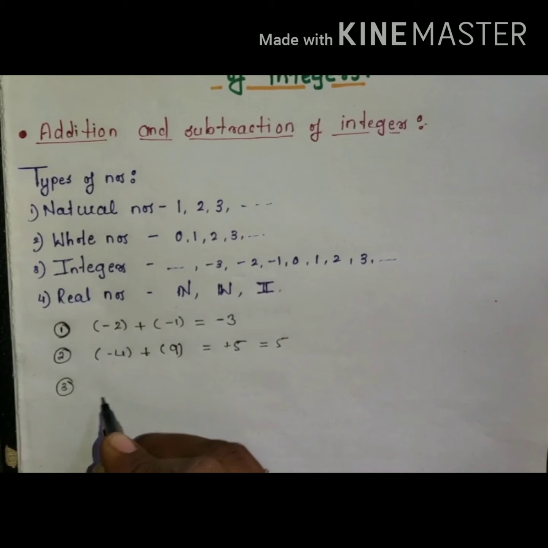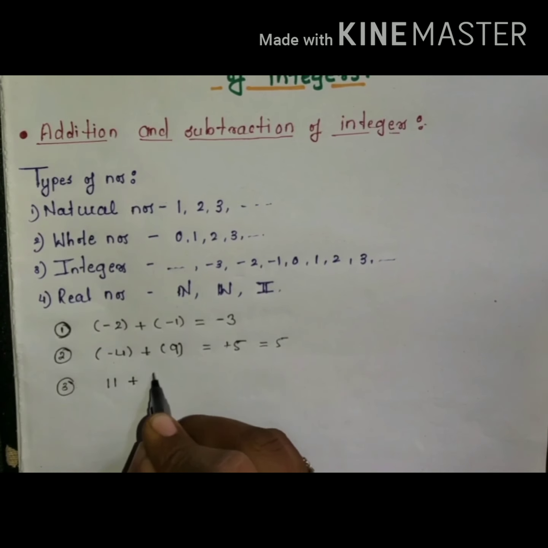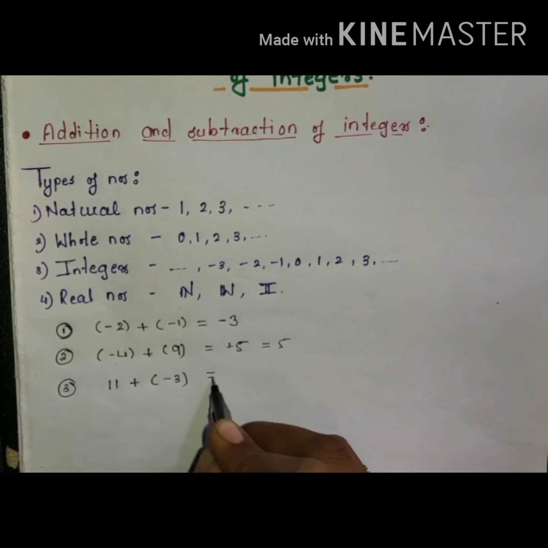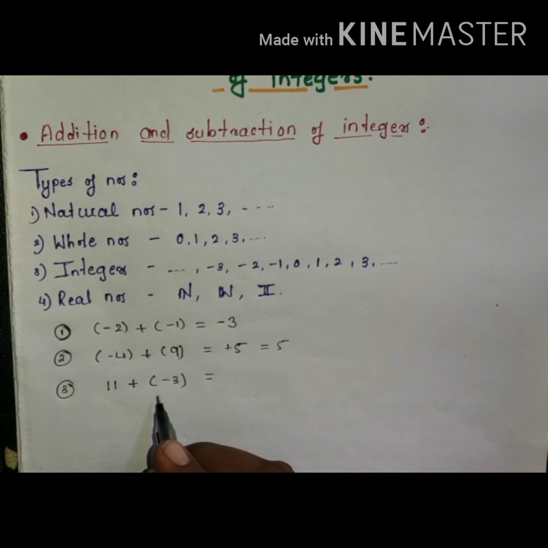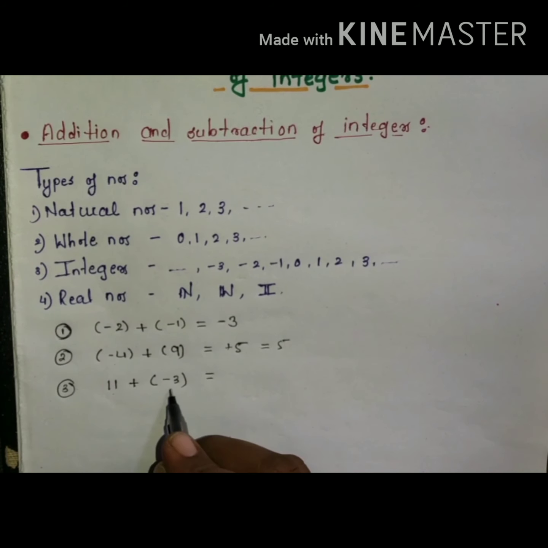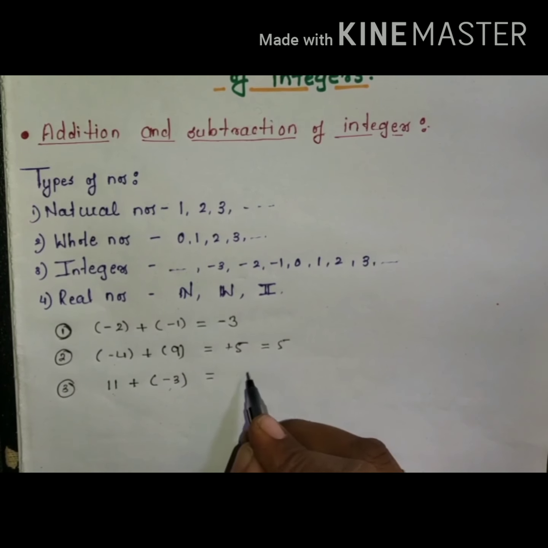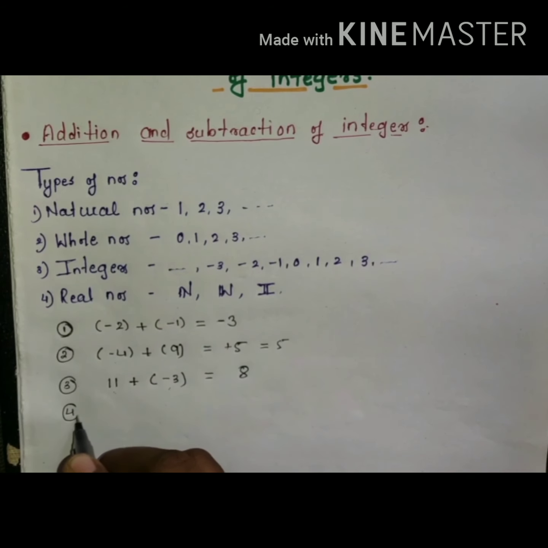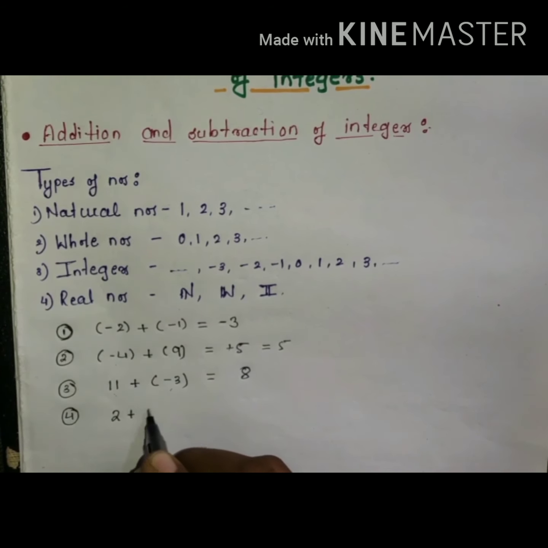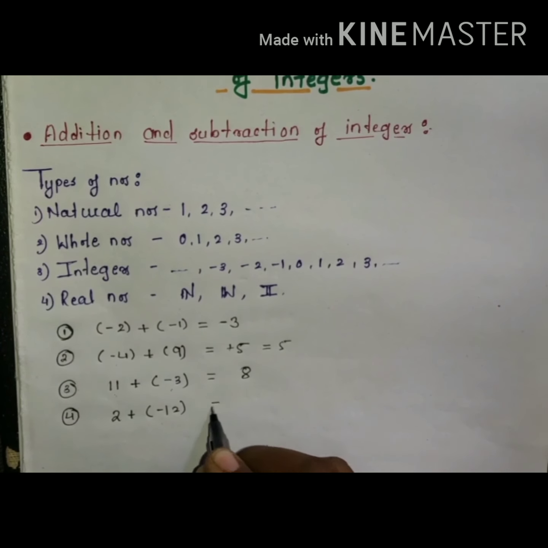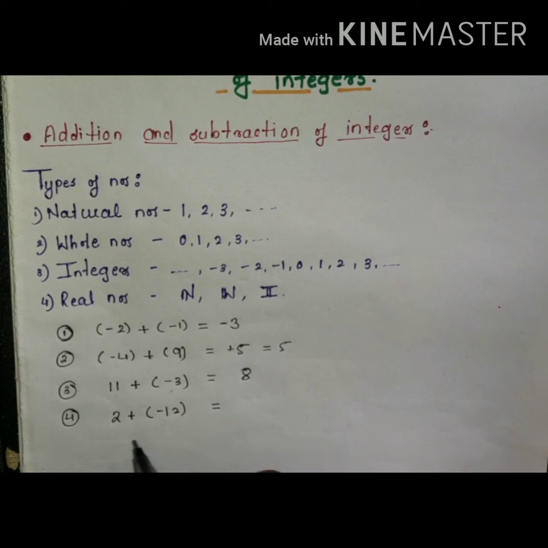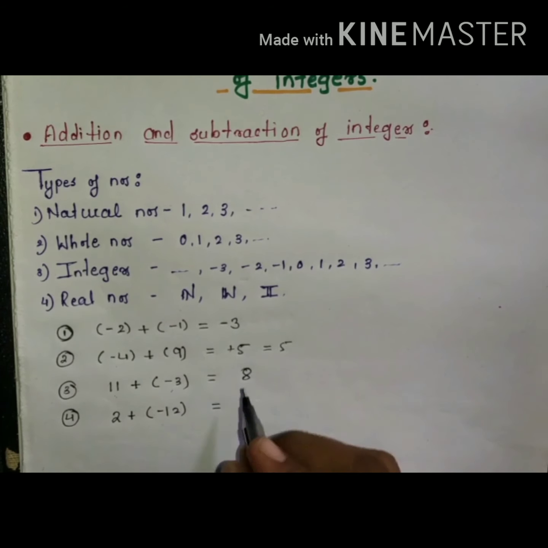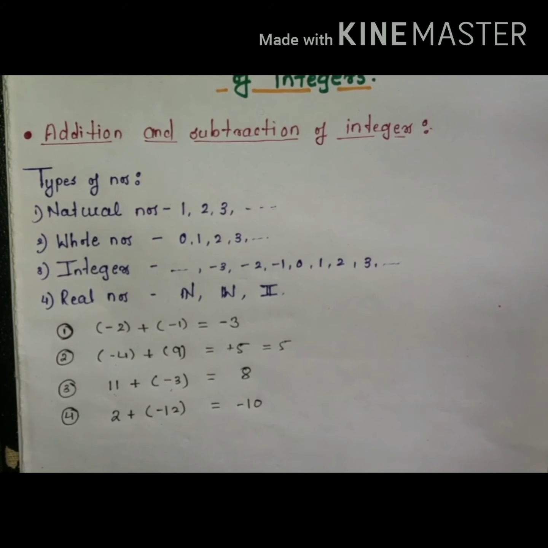I am taking another example, 11 plus minus 3. Again these are two numbers with different signs. The first one is a positive integer, the second one is a negative integer, so it will be subtraction. 11 minus 3 is going to be 8, and the sign of the bigger number is plus only. Another example, 2 plus minus 12. Again two different signs. Subtraction, 12 minus 2 will be 10 and the sign is minus, so minus 10.